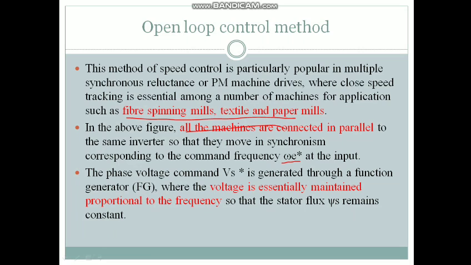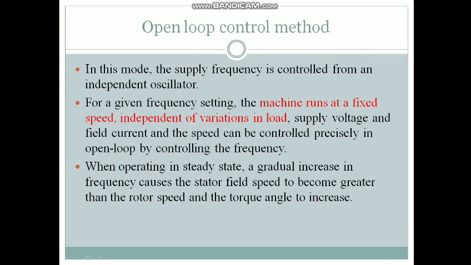The phase voltage command Vs is generated through the function generator, where the voltage is maintained proportional to the frequency, so that our stator flux remains constant. In this mode, the supply frequency is controlled from an independent oscillator. For a given frequency, the machine runs at that fixed speed independent of variation. Whatever the load, the motor will run at that speed. Supply voltage and field current can be controlled in open loop by controlling the frequency. By controlling the frequency, we can have whatever speed we want.